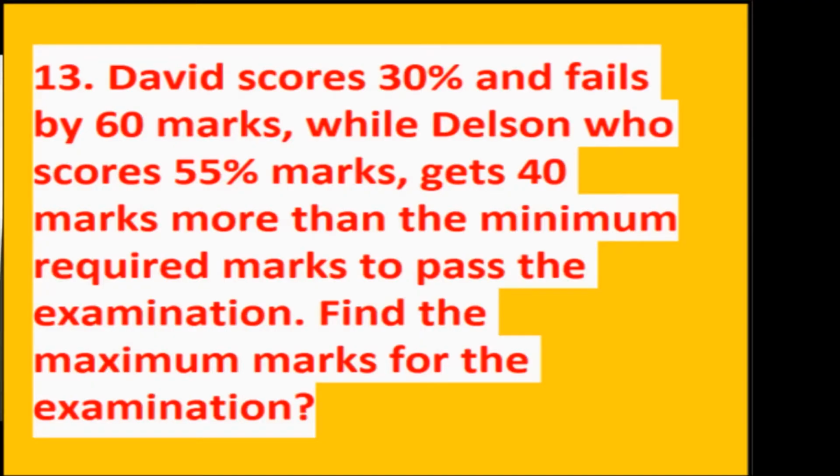David scores 30% and fails by 60 marks. And they have mentioned that while Denson, who scores 55% marks, gets 40 marks more than the minimum required marks to pass the examination, find the maximum marks for the examination. The maximum marks for the examination is nothing but the total marks. So David, how much he has scored?